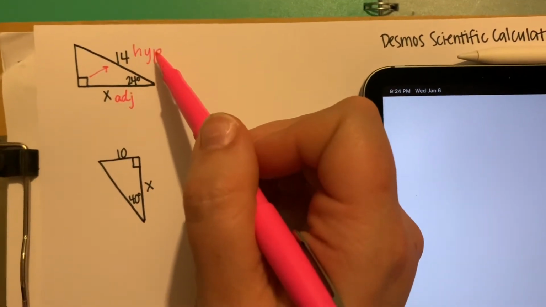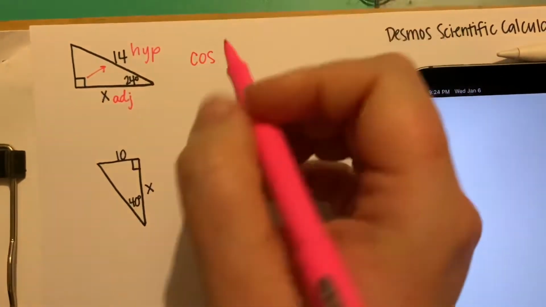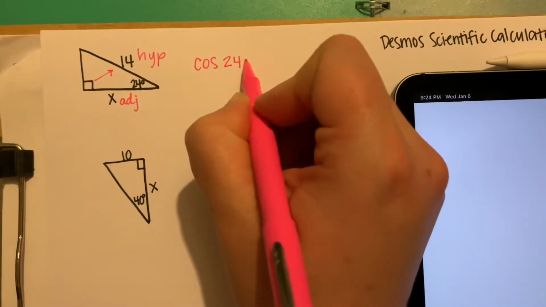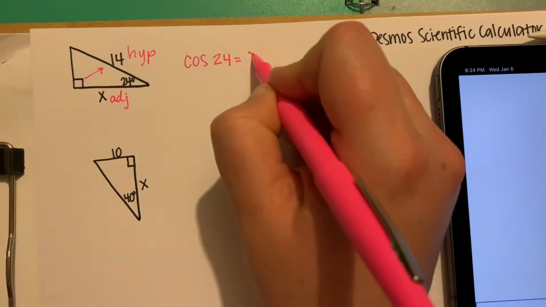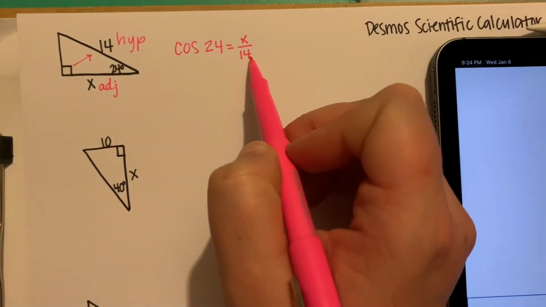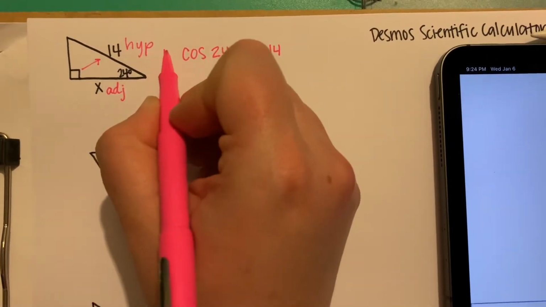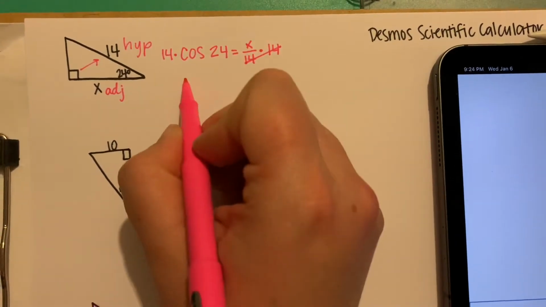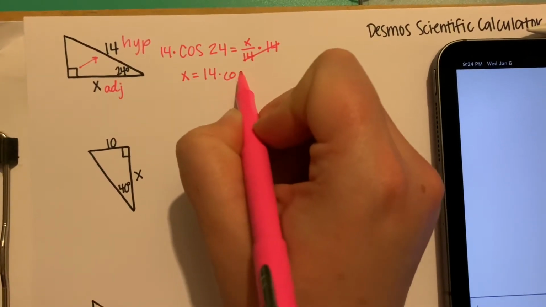So I know that I need to use cosine because the formula for cosine is adjacent over hypotenuse. So cosine, this is where you put your angle measure, 24, equals adjacent over hypotenuse, so x over 14. You will always multiply by whatever is on the bottom of your fraction. So I'm going to multiply both sides of this equation by 14. These cancel out. I'm left with x by itself equals 14 times cosine 24.